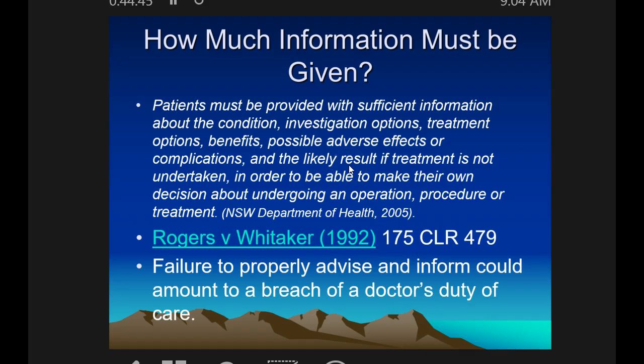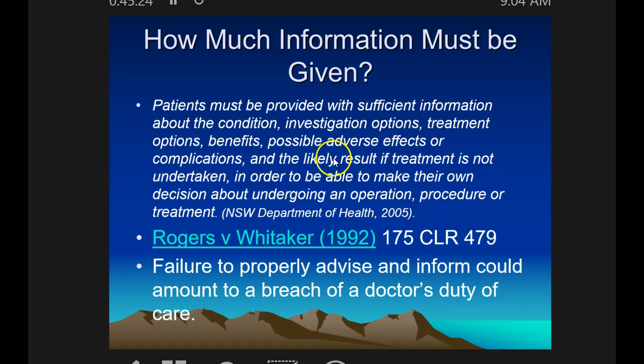Now, in relation to the second principle of validity, being fully informed, how much information must be given? Patients must be provided with sufficient information. I won't read the entire thing, but that's from the New South Wales Department of Health Policy on Consent for Patients. And the link for that policy document is in your module. Really informative document for all nurses and health practitioners working in public hospitals.